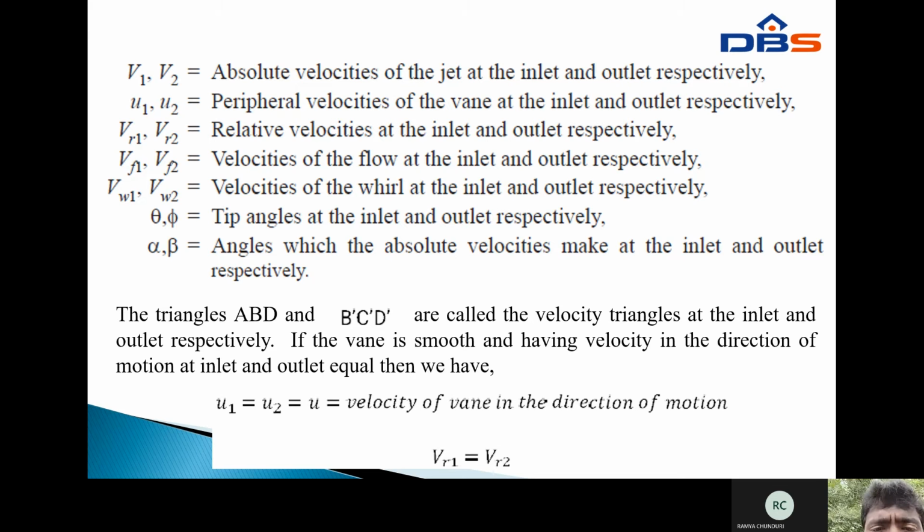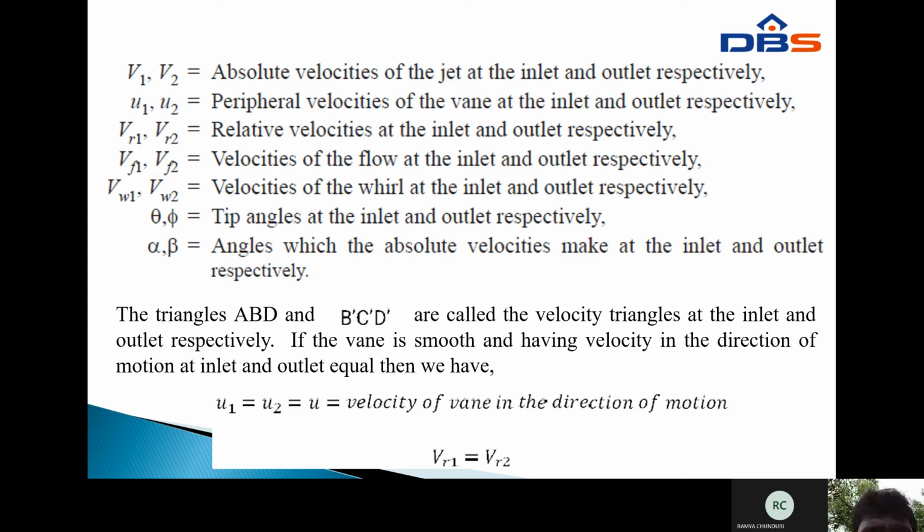Theta and phi are the tip angles at the inlet and outlet. Tip angles mean the jet is striking at one end of the plate. Alpha and beta are the angles the absolute velocities make at the inlet and outlet respectively.